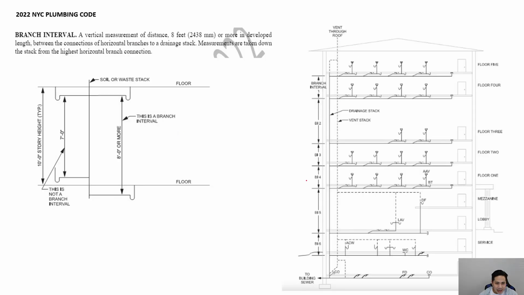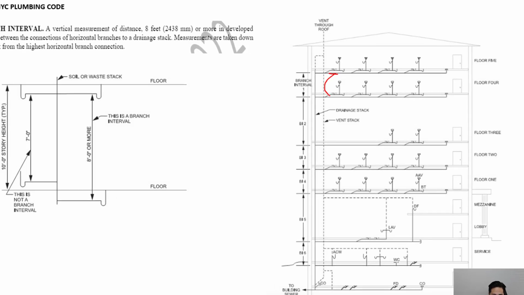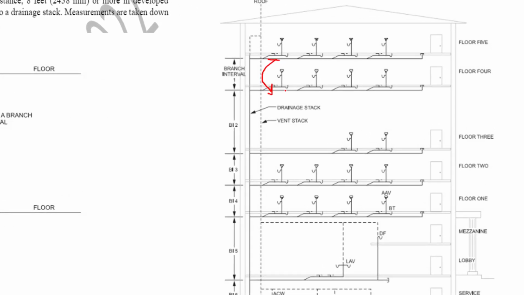And here's another diagram of what a branch interval is, and you could see basically each floor it goes down, you could consider it as one branch interval. So from here to here it will be one branch interval. From here to here it will be another branch interval, as well as all the other floors.